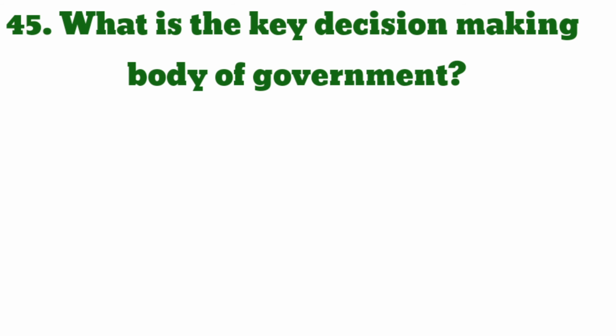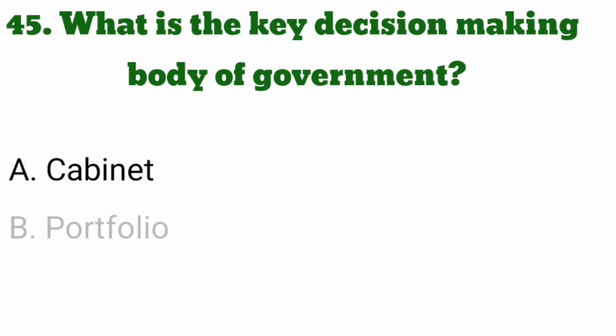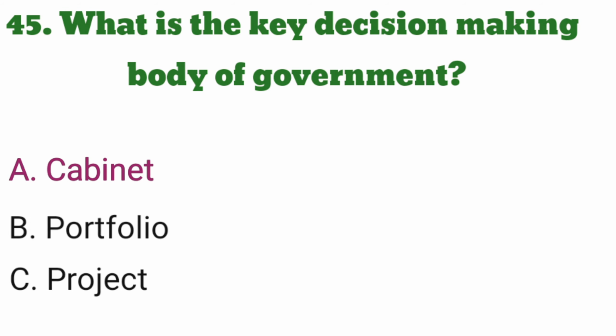Number 45. What is the key decision-making body of government? Letter A, cabinet. Letter B, portfolio. Letter C, project. The answer is letter A, cabinet.